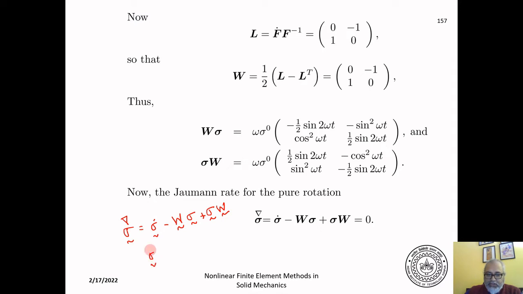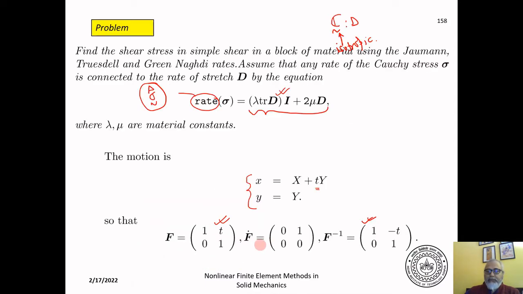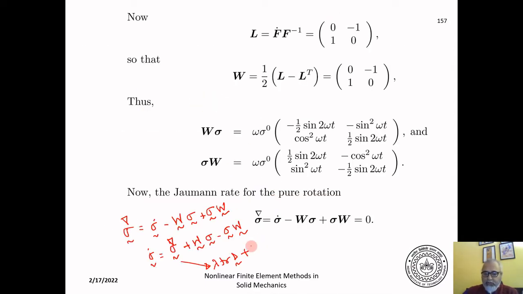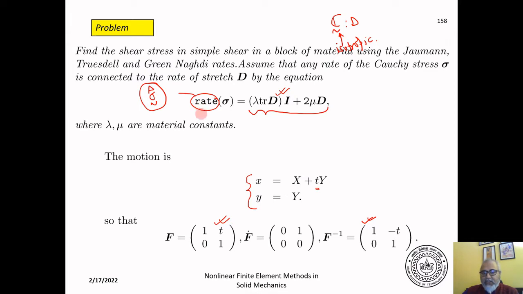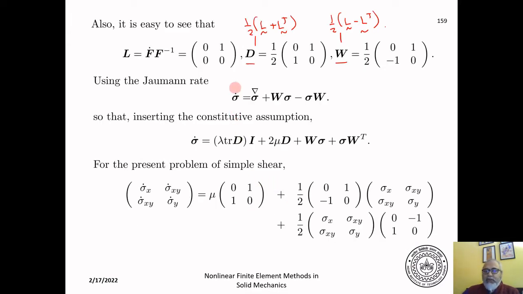From the Jaumann rate, we'll calculate sigma dot. So that would be Jaumann rate plus W sigma minus sigma W. Now from the constitutive equation, Jaumann rate is given in terms of D. So we know that this is lambda trace of D plus 2 mu D. D we have already calculated, so we can get the sigma dot when we are using the Jaumann rate on the left hand side. That's what we have done.